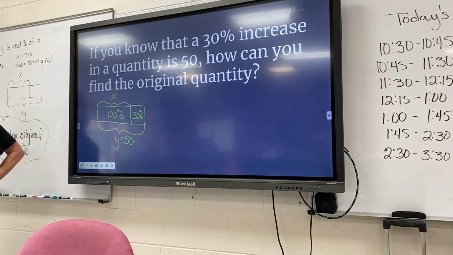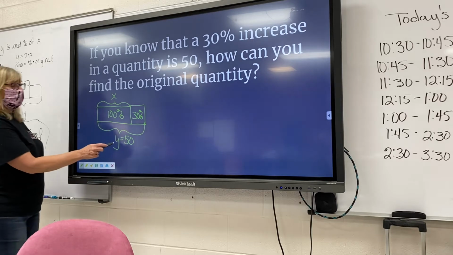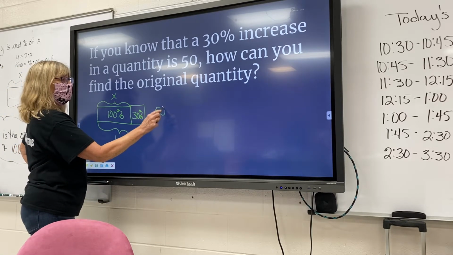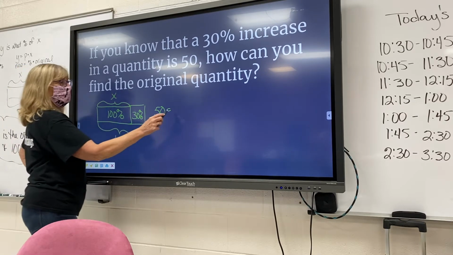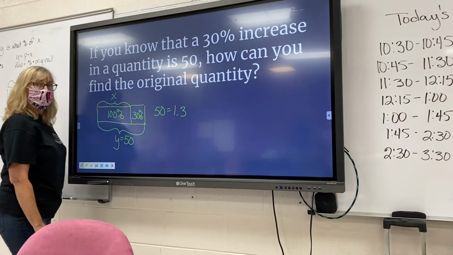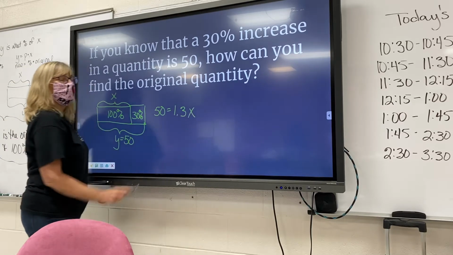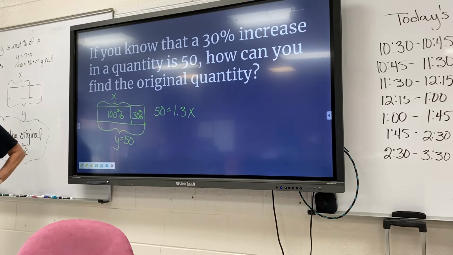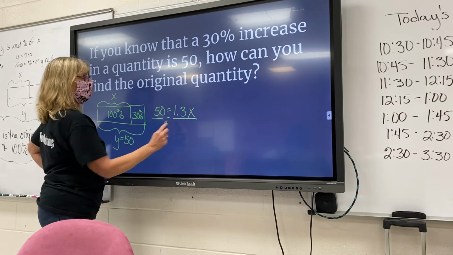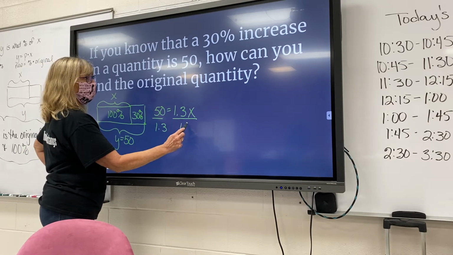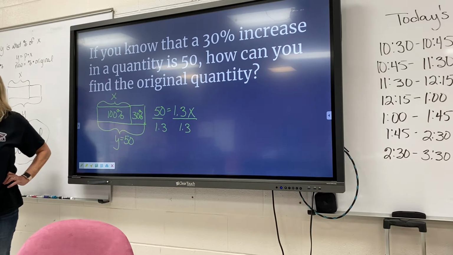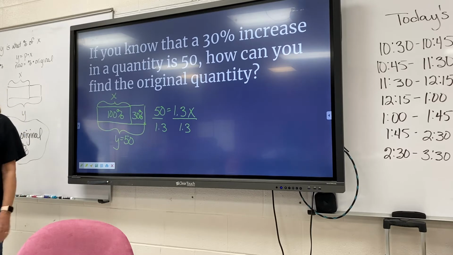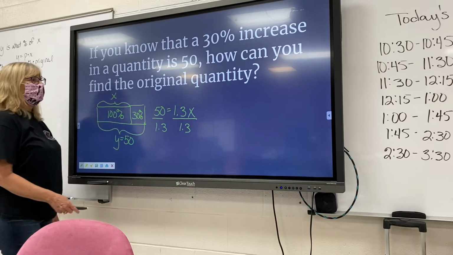Okay, y is what percent of x? Y is 50, is what percent of x? What percent is that? 130%. I'm going to write it as 1.3 of x. I'm going to multiply it by x. So what am I going to do to solve that? Divide both sides by 1.3, and what do I get? 50 divided by 1.3. You got calculators. 50 divided by 1.3? 38.